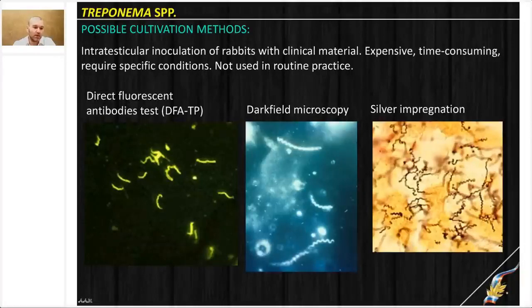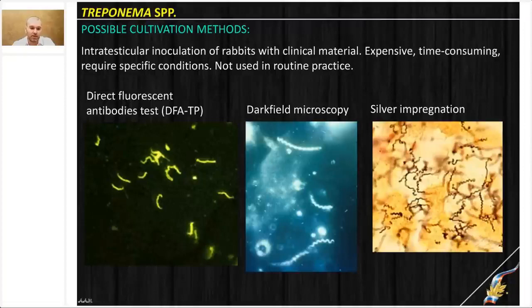And in the left picture of the slide, you can see immunofluorescence. It is a technique which requires a UV or luminescent microscope. Bacteria is treated with antibodies labeled with fluorescent dye, and under UV light, they will glow in the corresponding color, whichever dye is used to label the antibodies, the same light you will see. So the technique is known as the DFA-TP method, direct fluorescent antibody test.